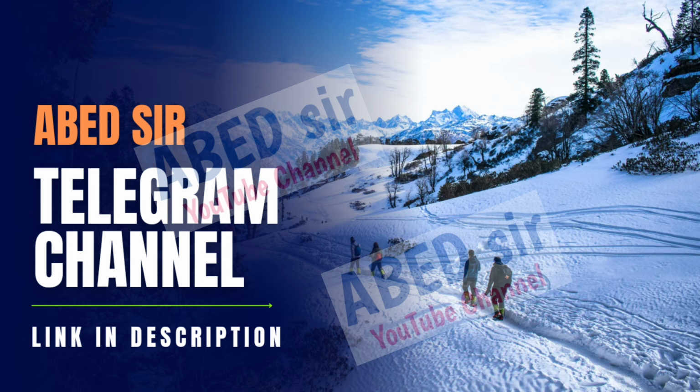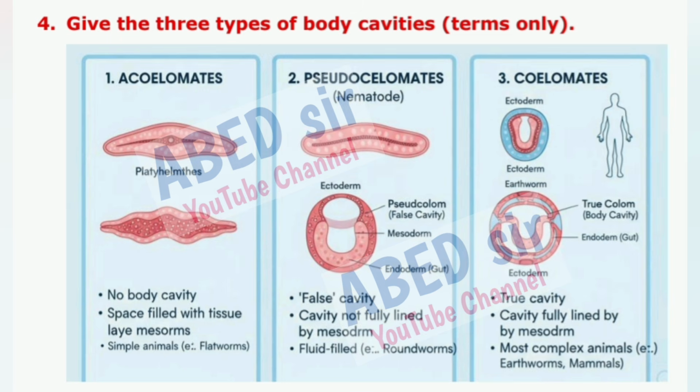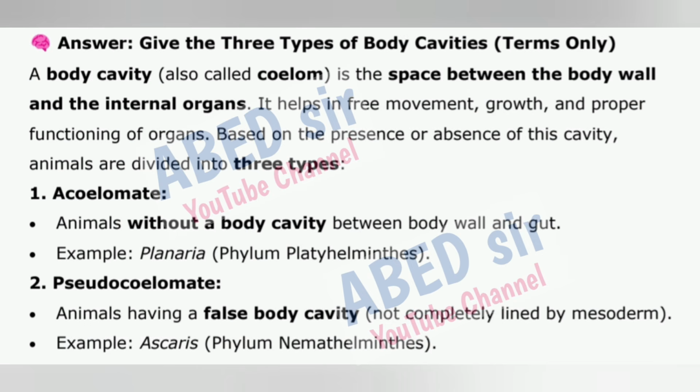Next important short question is 4: give the 3 types of body cavities, terms only. Answer: a body cavity, also called coelom, is the space between the body wall and the internal organs. It helps in free movement, growth, and proper functioning of organs. Based on the presence or absence of this cavity, animals are divided into three types.